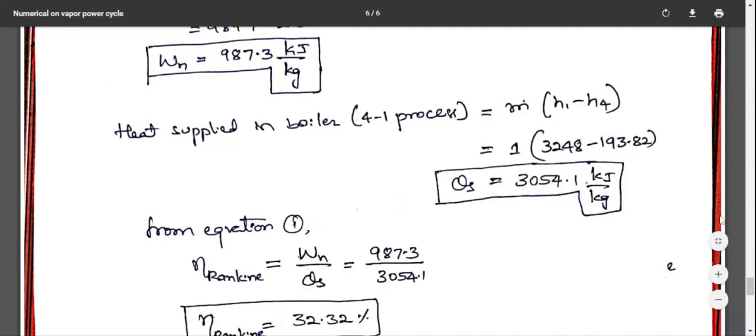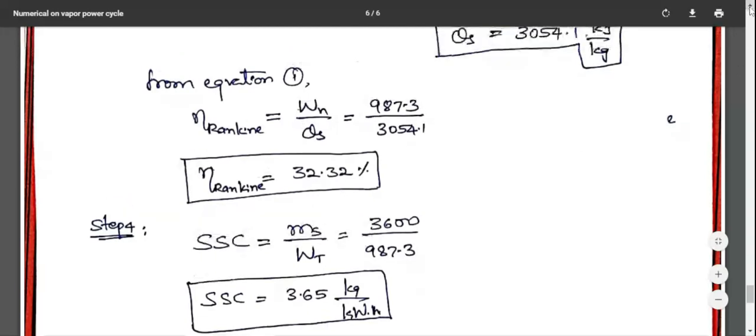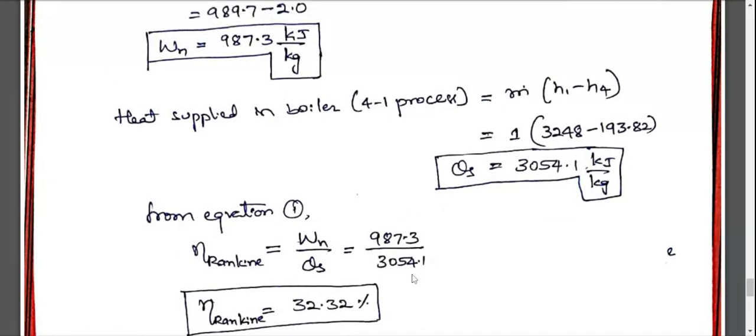From equation number 1, the efficiency of the Rankine cycle is net work done divided by heat supplied. Net work done you have calculated, that is 987.3, and you have substituted it here. Heat supplied you have taken as 3054.1. Substitute here. The ratio of these two gives an efficiency of 0.3232, that is 0.32, which will be converted into a percentage, 32.32.